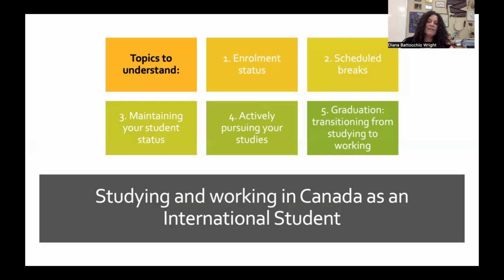Number four, actively pursuing your studies. The government says that they want you to make reasonable progress towards your goal. So it doesn't matter in which program you're in. If you are a study permit holder, you have to be here to study. So that means passing as many courses as you can, and taking at least 3 courses or being full-time in each program. So make sure that you are making your studies your number one priority in Canada.